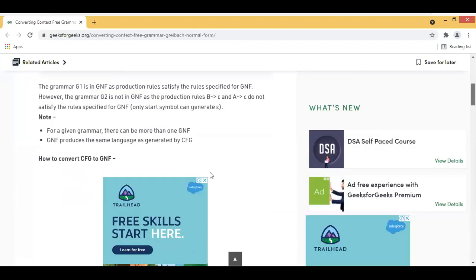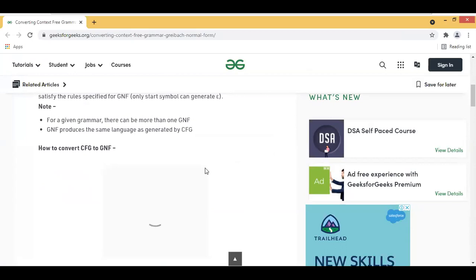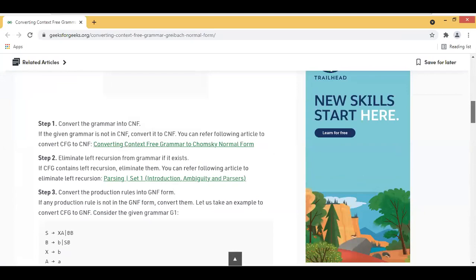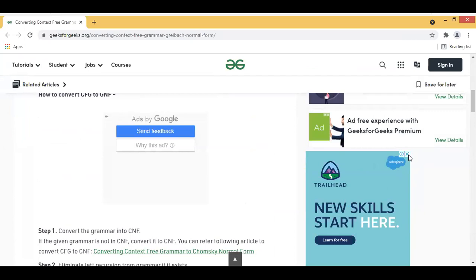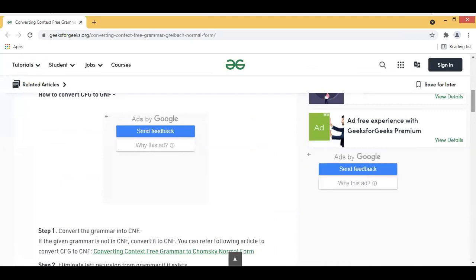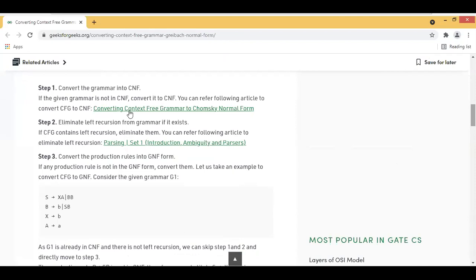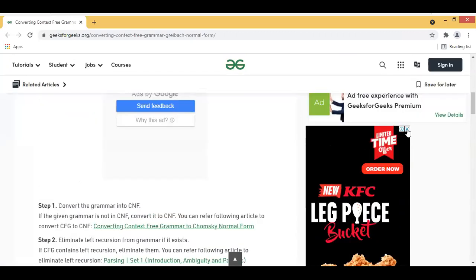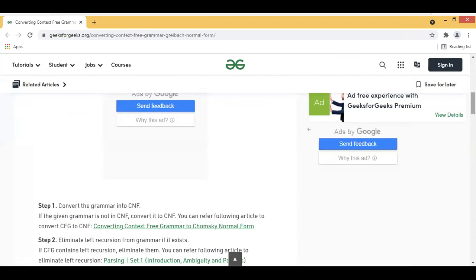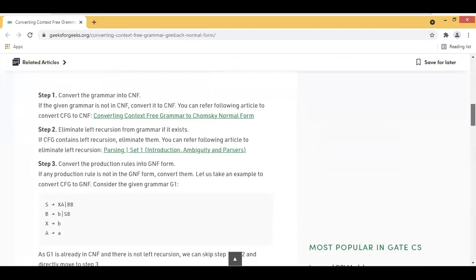And now let's see how to convert the CFG into GNF. This is step number 1 for converting the context-free grammar into GNF. Right. What step number 1 is: first you need to convert the grammar into CNF. I think you all know how to convert the grammar into CNF, right? First you need to convert the grammar into CNF is step number 1.